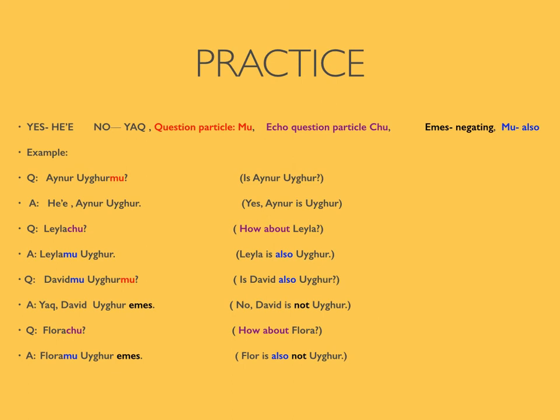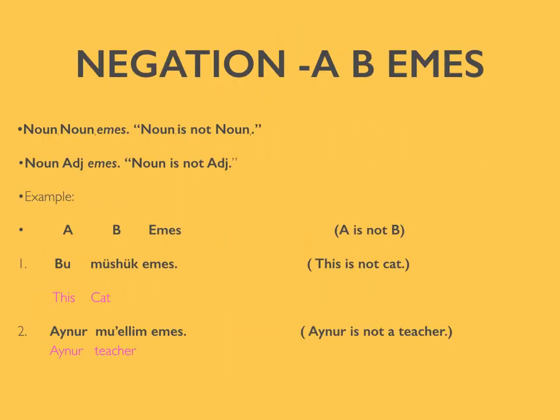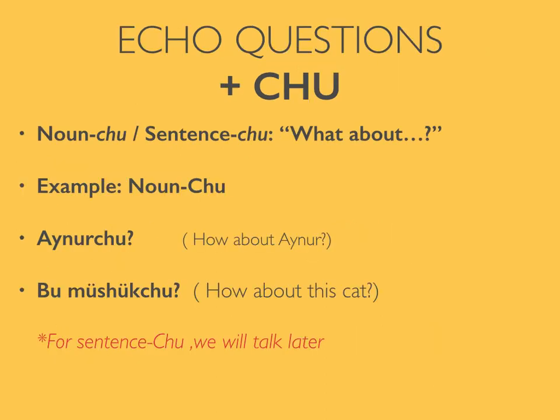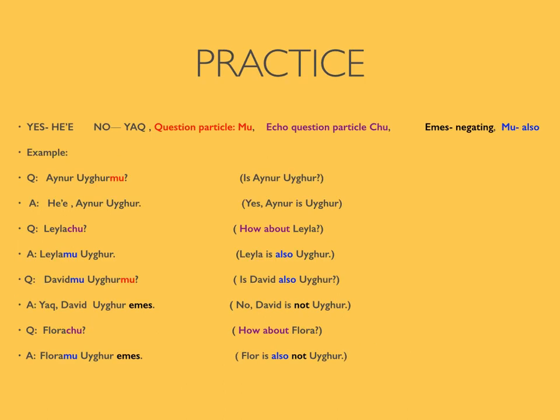So when you see it here, no, David Uyghur. If I say David Uyghur, like A, B together, juxtaposed, it will mean David is Uyghur, right? But if I want to say no, David is not Uyghur, I just have to add emes. We have learned it here. When you negate it, emes. So you put two things together like bu müşük emes, Aynur muallim emes. So David Uyghur emes. Yaq, David Uyghur emes. No, David is not Uyghur.